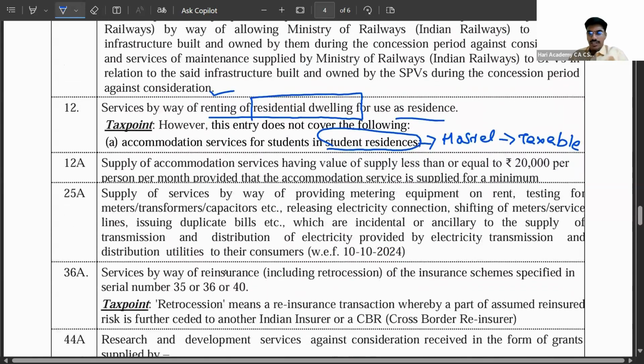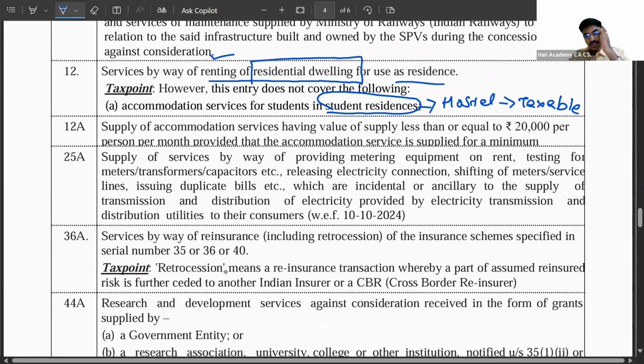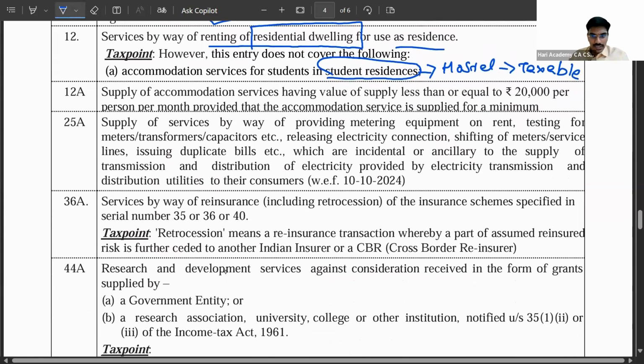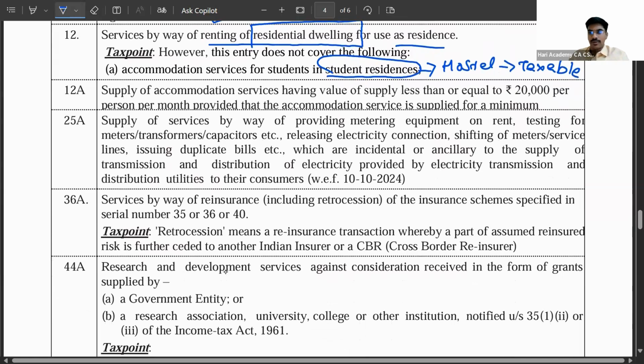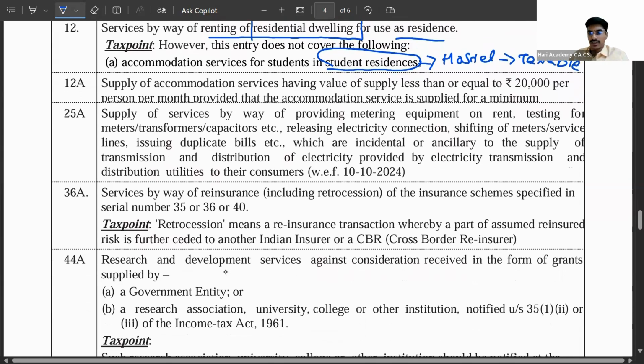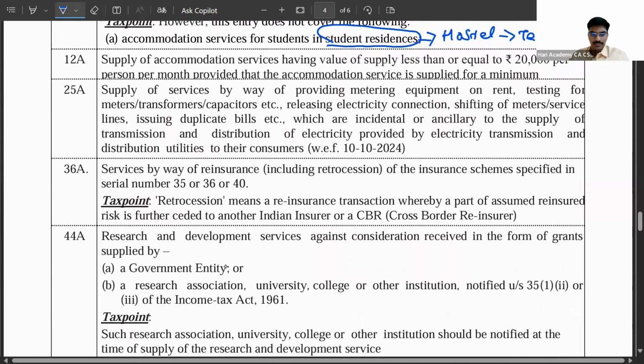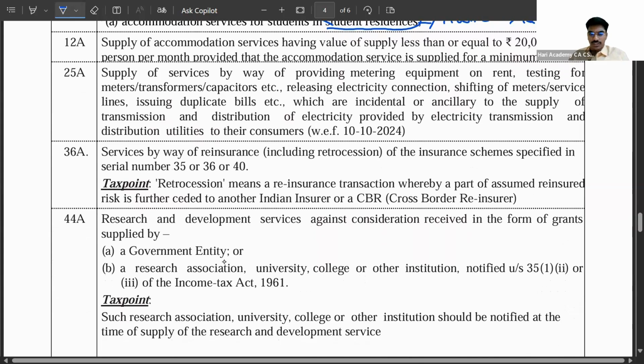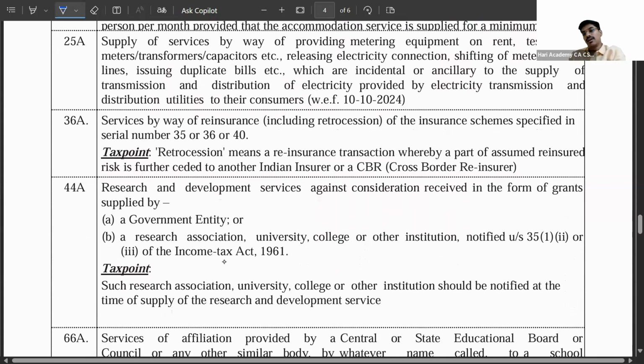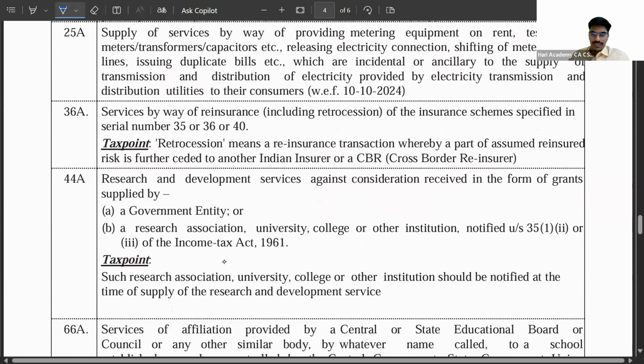Next is supply of accommodation less than 20,000, it is taxable. Next, in relation to this, providing metering equipment for rent for electricity, that is exempt. Then this reinsurance, co-insurance thing, retrocession, like cross-border reinsurance, that is now being exempted.